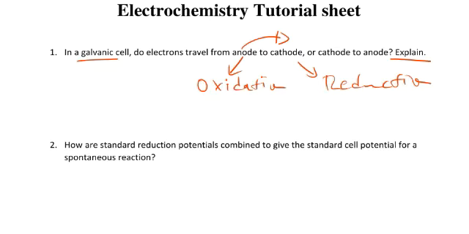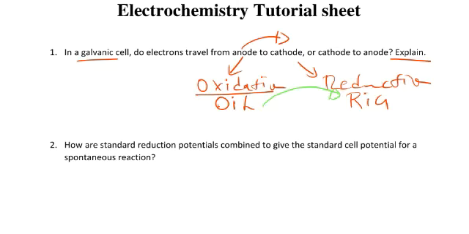So one way of easily remembering this is, oxidation is loss of electrons, reduction is gain of electrons. So oxidation will occur at the anode, where electrons will be lost, and then they'll move using a wire to the other side, where they will be gained to cause reduction. So I believe we've answered that question. So why is it so? One way you can think about it is because oxidation occurs at the anode, and at the cathode, that's where reduction occurs.